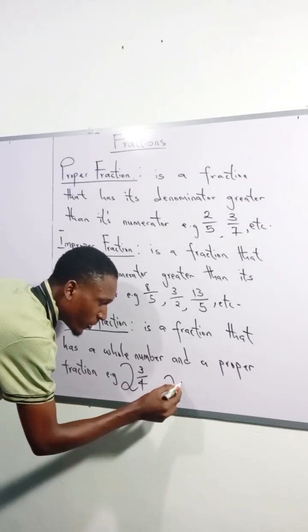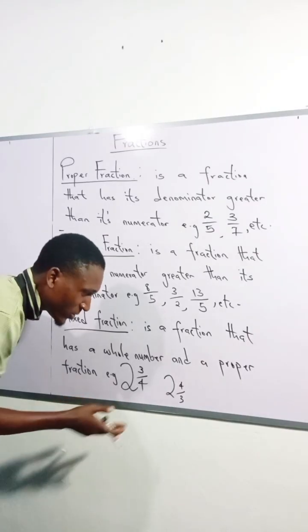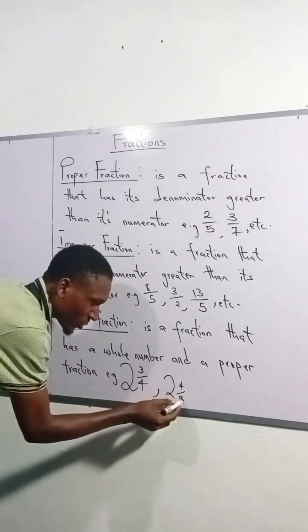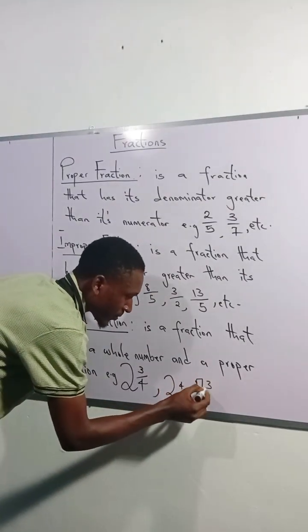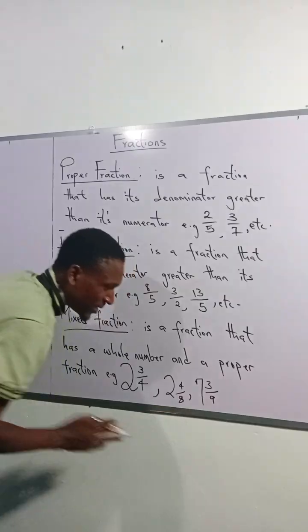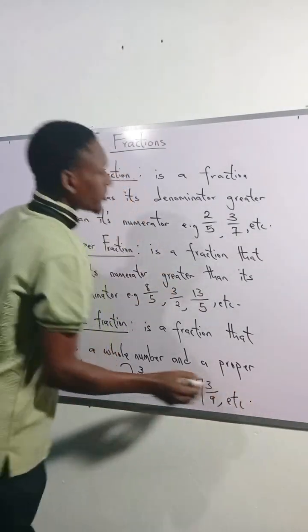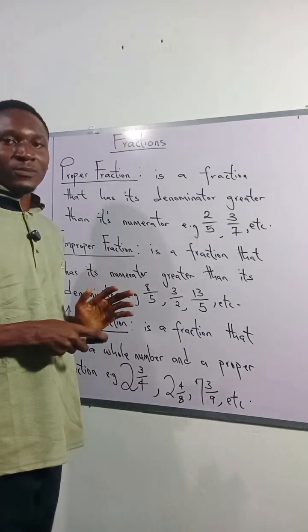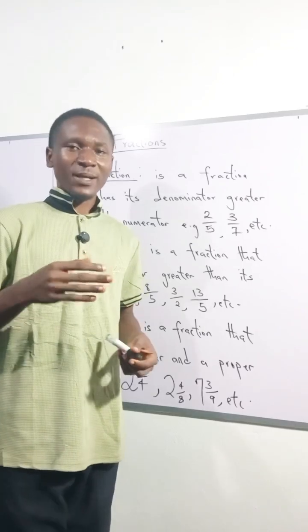You don't write 2 whole number 4 over 3. This is not a mixed fraction. You cannot take 4 out of 3, so this is not a mixed fraction. I can say 7 whole number, 3 out of 9. Yes, this is a mixed fraction. So these are the three types of fractions I want us to understand very well. Others are there, you might even see them in the e-lesson note, but we'll be taking it step by step.